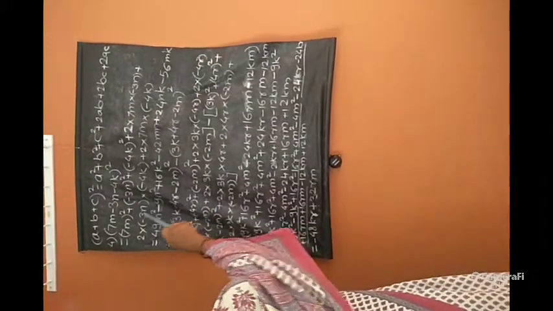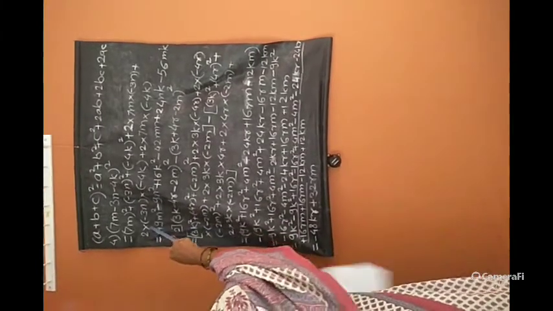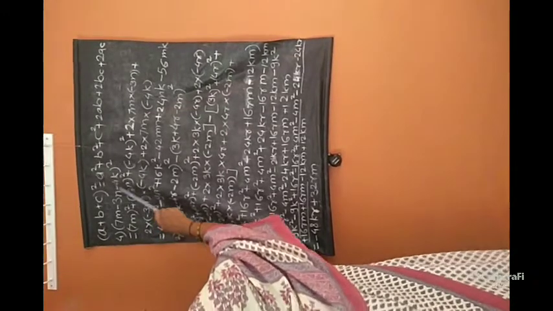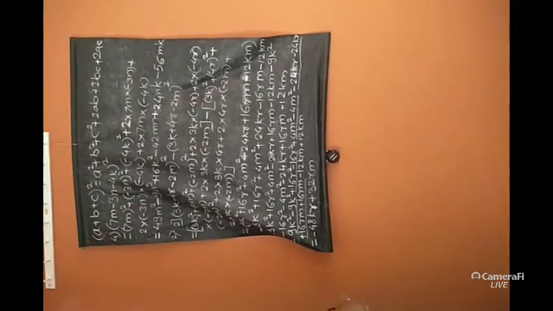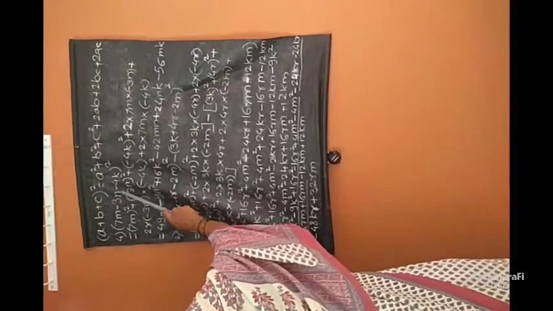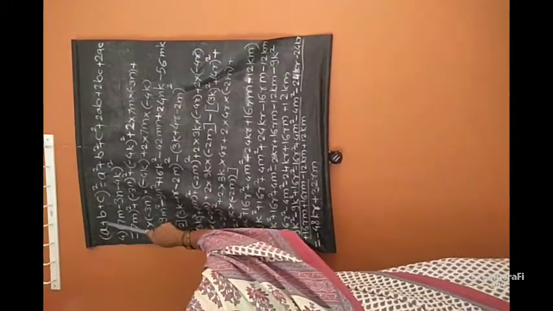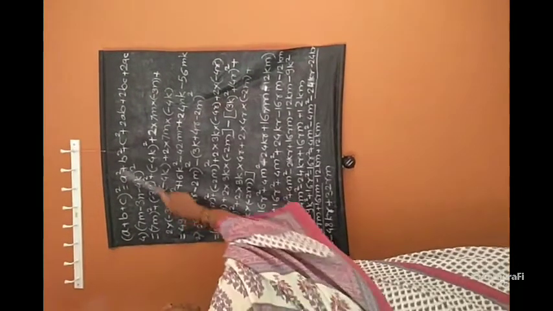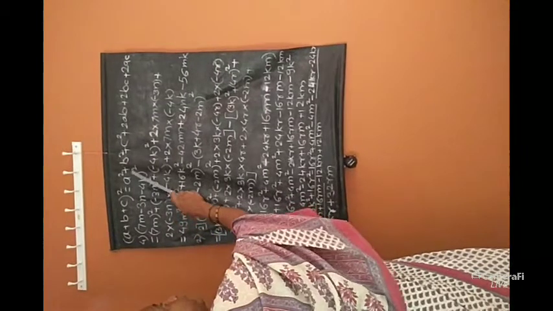Now see, from question number 1, expand, we have to solve the fourth example, that is (7m − 3n − 4k) whole square. Here we have to find the value of a, b and c. The value of a will be 7m, and the value of b will be −3n. In the formula there are plus signs, but here it is a minus sign. Therefore the value of b will be −3n and the value of c will be −4k.